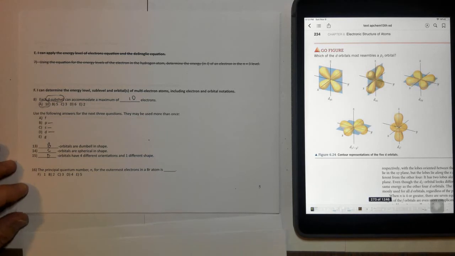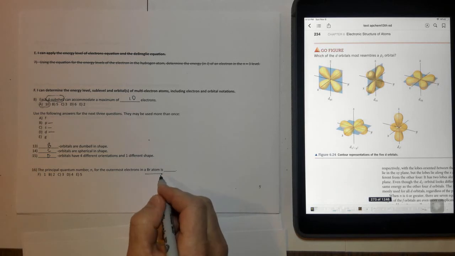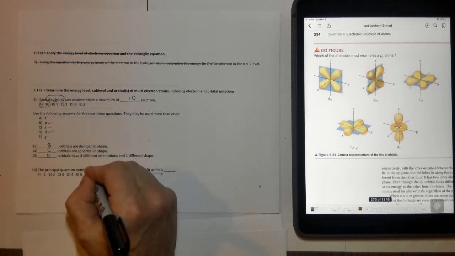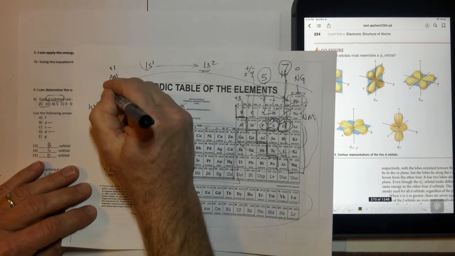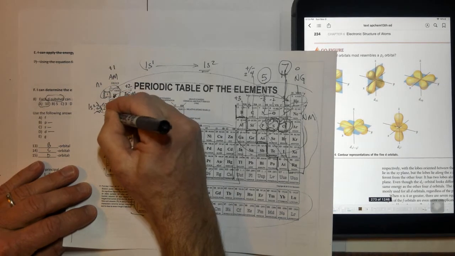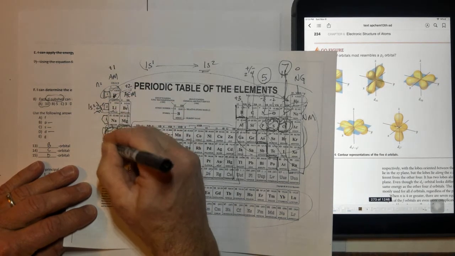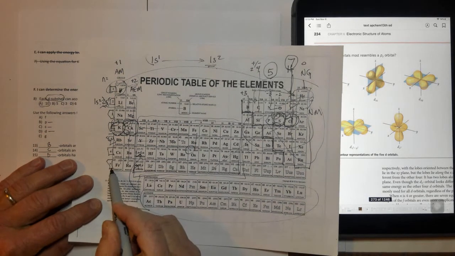Number 16, the principal quantum number n for the outermost electron in the bromide or bromine atom is. Well, first of all, what is this thing called a principal quantum number, or the letter n? Well, n are these numbers right here. N equals 1, 2, 3, 4, 5, 6, 7. And you might say, oh, those are just the period numbers.